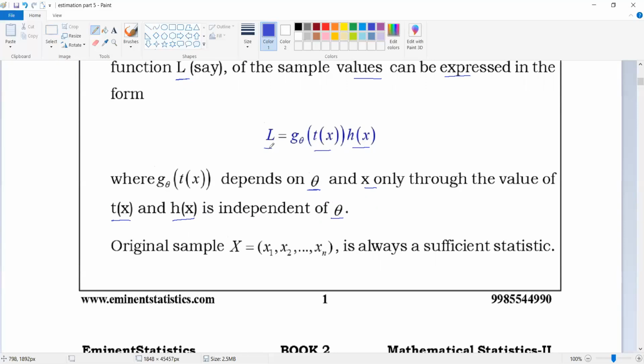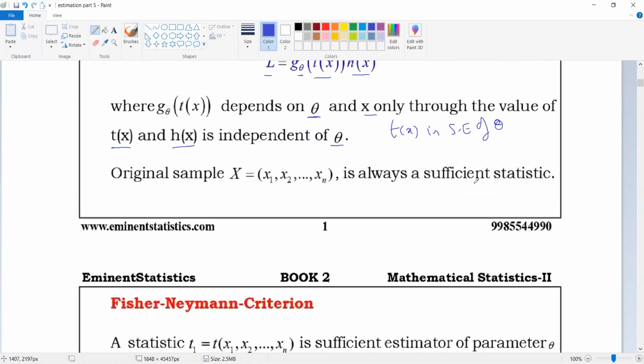So T of x is said to be a sufficient estimator of g of theta, a sufficient estimator of parameter theta. The original sample x is always a sufficient statistic here. Remember, sometimes we cannot identify a suitable sufficient estimator. In that situation, the original sample x, the drawn sample x1, x2, ..., xn, is always a sufficient estimator of parameter theta.